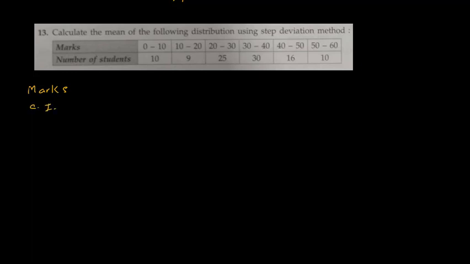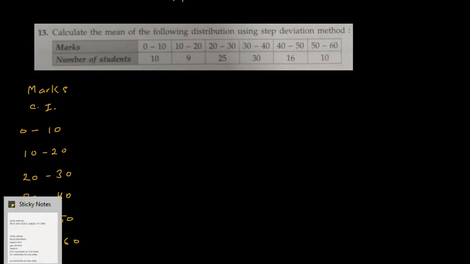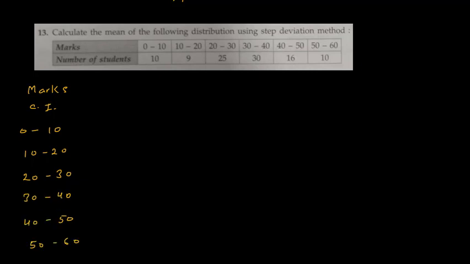Okay, so here we have 0 to 10, 10 to 20, 20 to 30, 30 to 40, 40 to 50, and 50 to 60. This is the marks column.